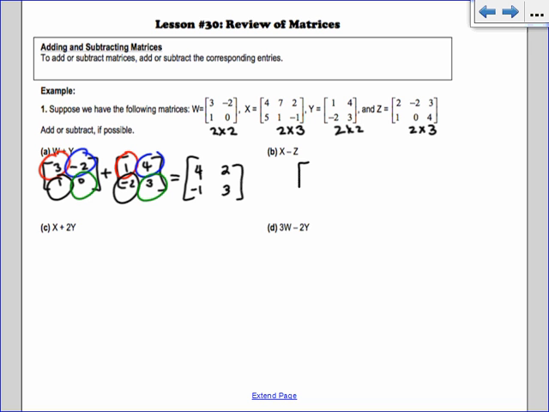So if you have x minus z, then you're going to take x minus z, so 4 minus 2 is 2, 7 minus a -2 is 9, 2 minus 3 is -1, 4, 1, and -5.